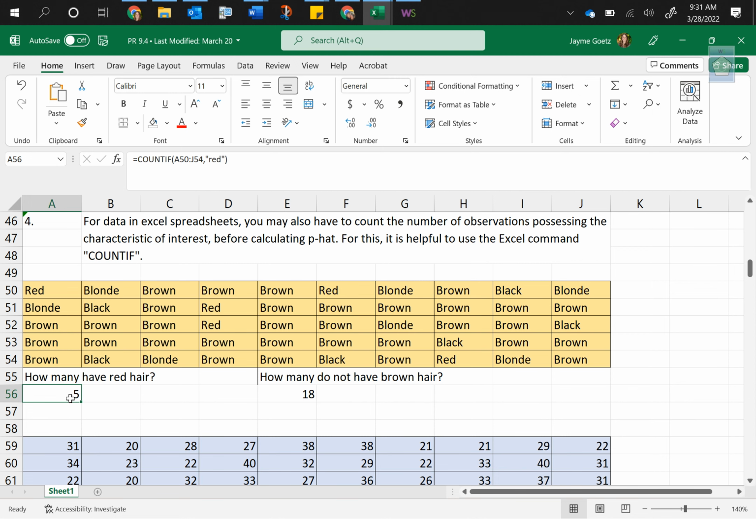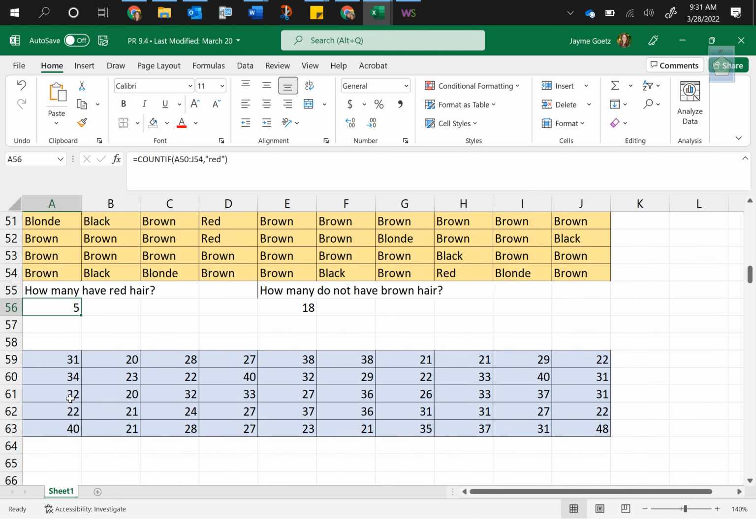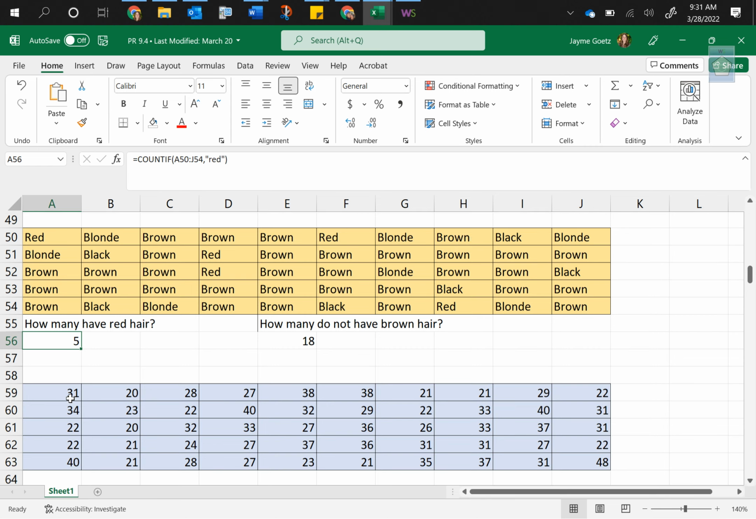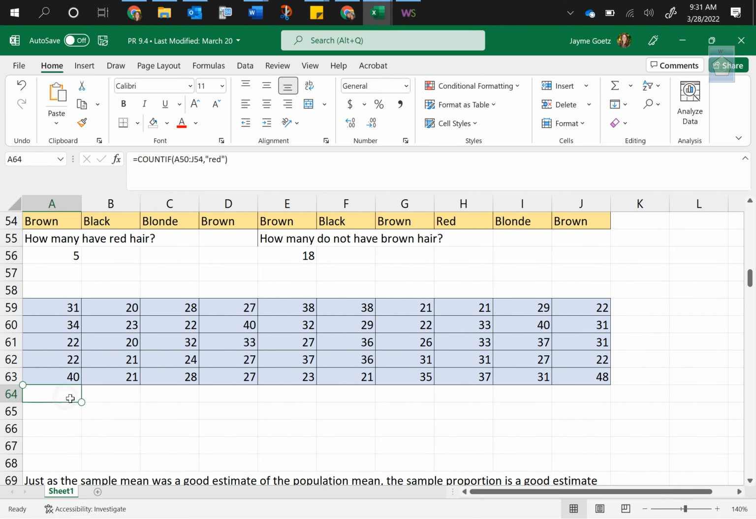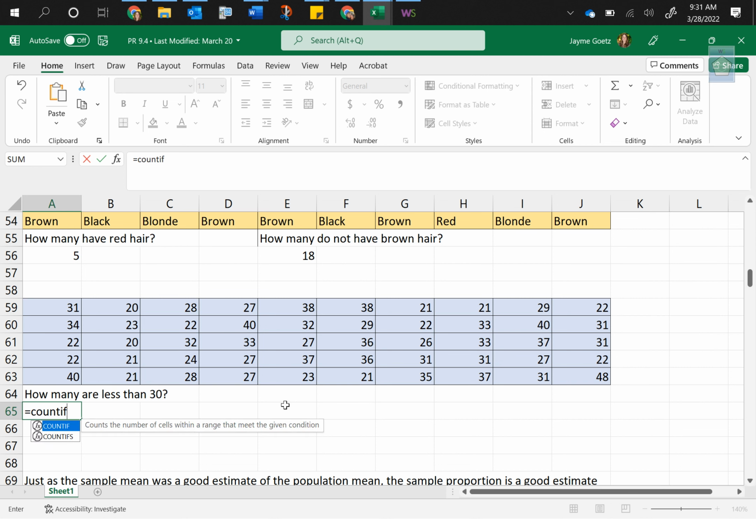All right. Now, when it comes to numbers, like that was just a table of actual words. When it comes to numbers, you actually have a little more leniency or leeway on what you can do. So for example, here's just a bunch of numbers that I've given you. Let's say I wanted to figure out how many are less than 30. How many are less than 30? Well, I can still use the COUNTIF function on that.